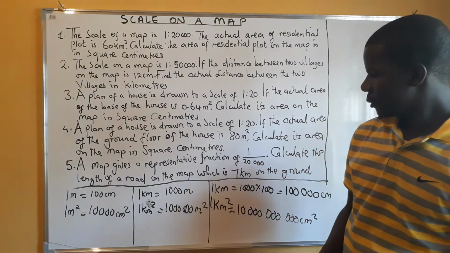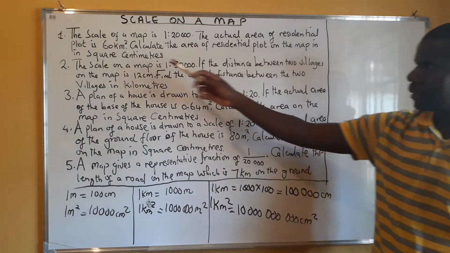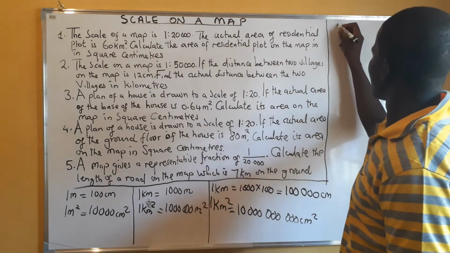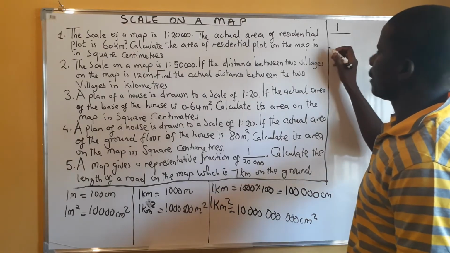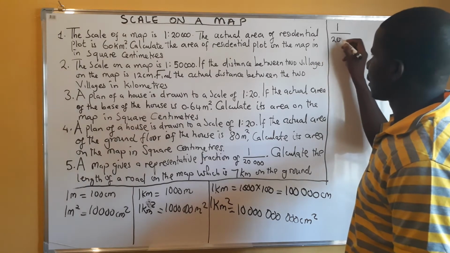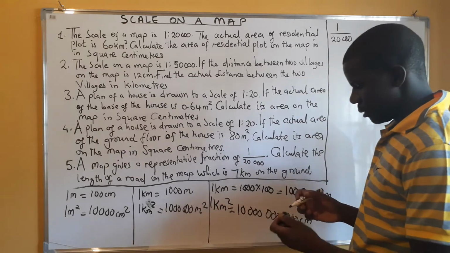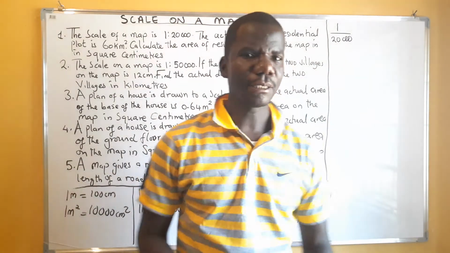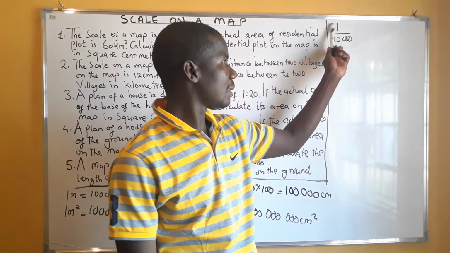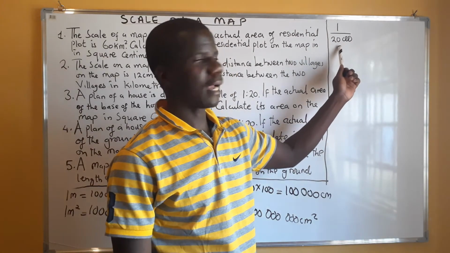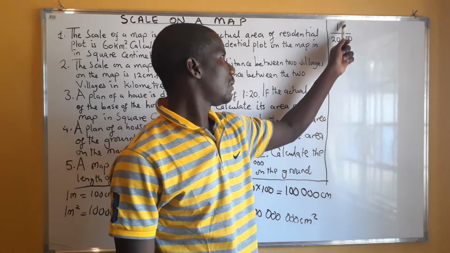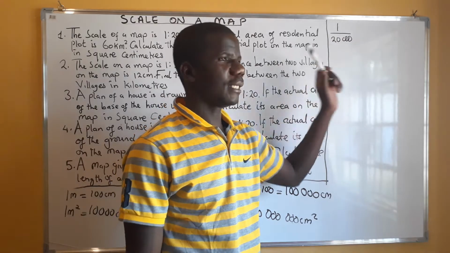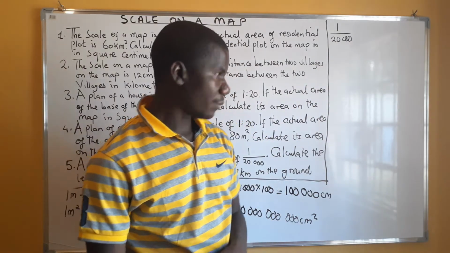So let us look at the first one, a scale on the map. The scale on the map is telling us that 1 centimeter on the map is equal to 20,000 centimeters on the ground. This is the measurement on the map, and this is the measurement on the ground. So 1 centimeter on the map represents 20,000 centimeters on the actual ground.